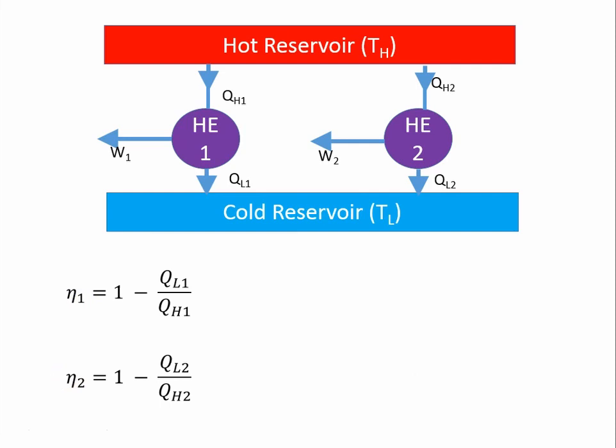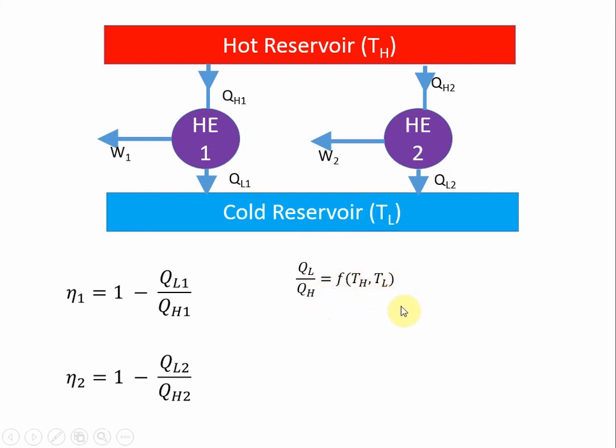If you look at the efficiency equations, you can see it is independent of the properties of the working fluid. It solely depends on the temperature of the hot and cold reservoirs, because that's what the Carnot principle says. The two efficiencies are identical. That implies the ratio QL over QH is a function of TH and TL.